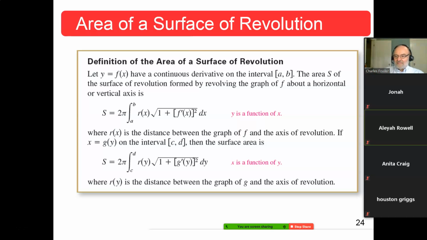So let y equal f of x have a continuous derivative on the interval a to b. That means a nice, smooth function. The area S of the surface of revolution formed by revolving the graph of f about the horizontal or the vertical axis is S equal to, and this is capital S. Arc length was little s, surface area is capital S. 2 pi, they both have 2 pi's.